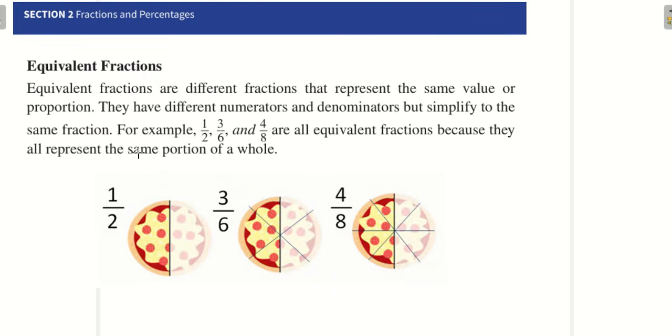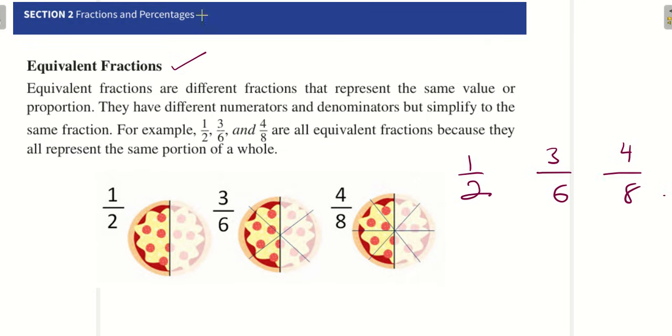So we can still look at equivalent fractions and try and model them. We have looked at equivalent fractions to be fractions that have equal value regardless of their numerator or denominator. So we can look at 1 over 2, 3 over 6, and 4 over 8. These three fractions are equivalent. Let's check them.